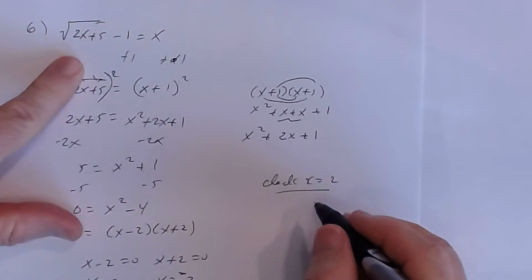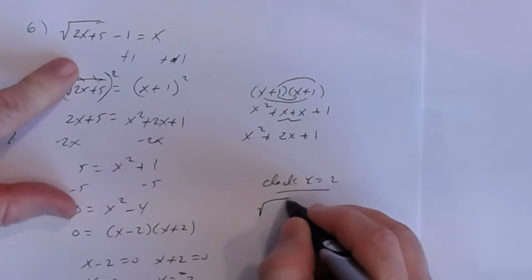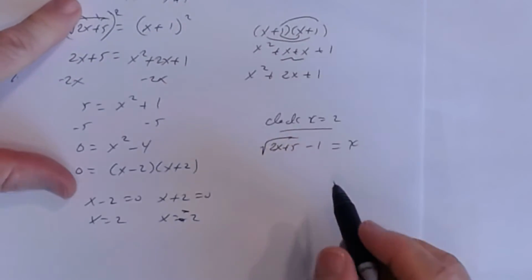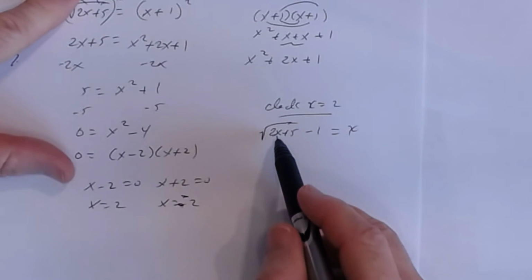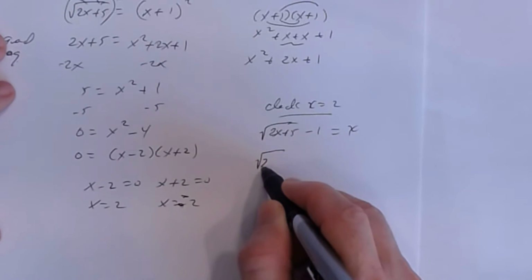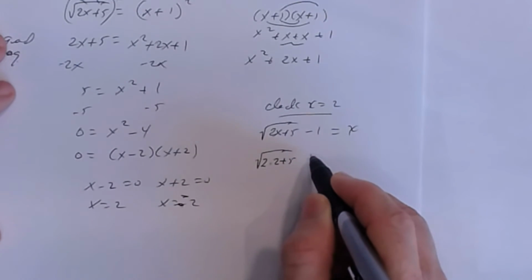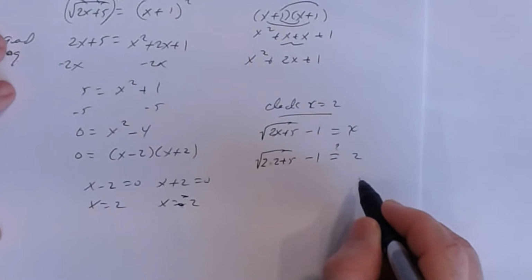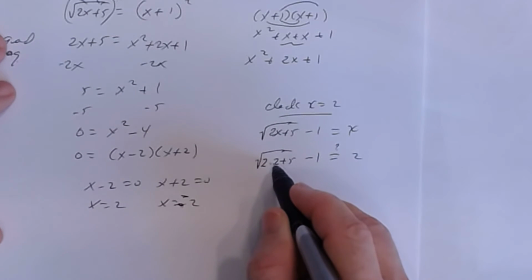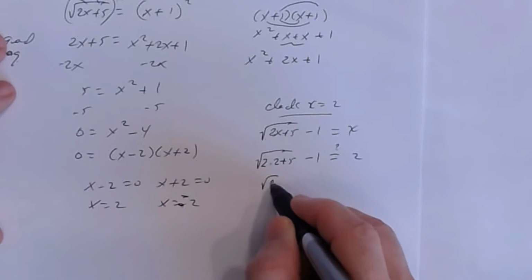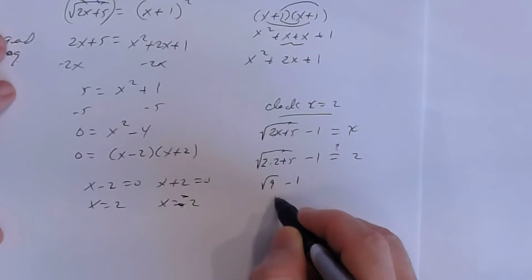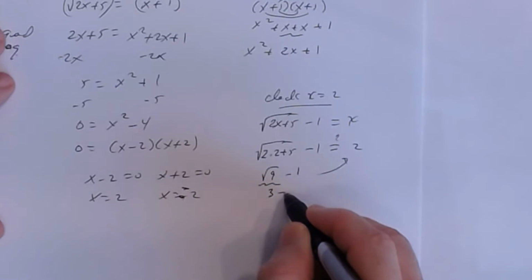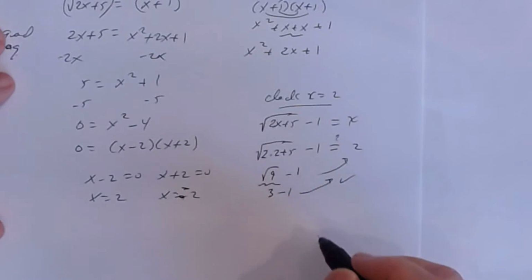So always go back to the original. So I'm going to rewrite the original over. Square root of 2x plus 5 minus 1 equal x. So in place of x, I'm going to substitute 2. So I get the square root of 2 times 2 plus 5, subtract 1, and I want to see if that's going to equal x, which we're saying is 2. 2 times 2 is 4. 4 plus 5 is 9, so that's the square root of 9. And the question is, is the square root of 9 minus 1 the same as 2? Well, the square root of 9 is 3, and 3 minus 1 is 2. So yes, that is.